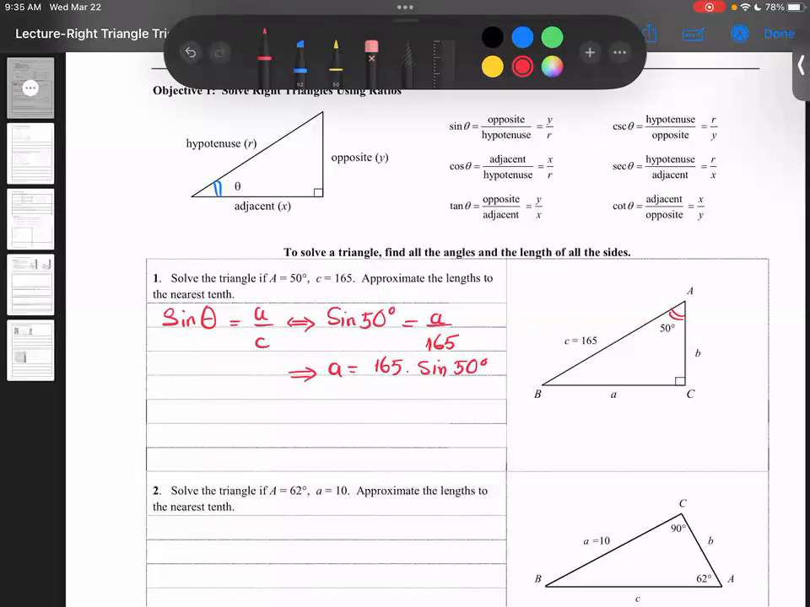Use your calculator. Make sure you put in what mode? Degree mode, right? So it depends on the problem. Sometimes you have to switch back to radian, sometimes you have to switch to degree. No, 165 is the length of C. It's just a length. Radian is associated with the angle. 165 is not an angle, right? It's just a length.